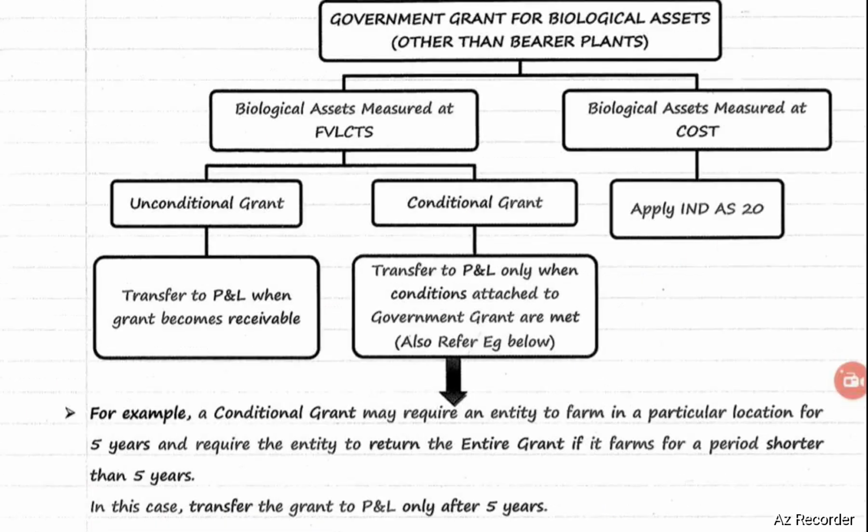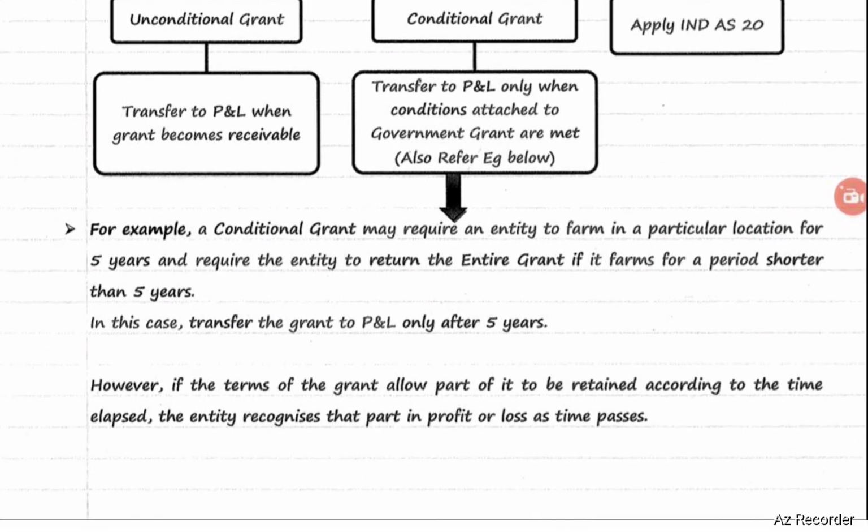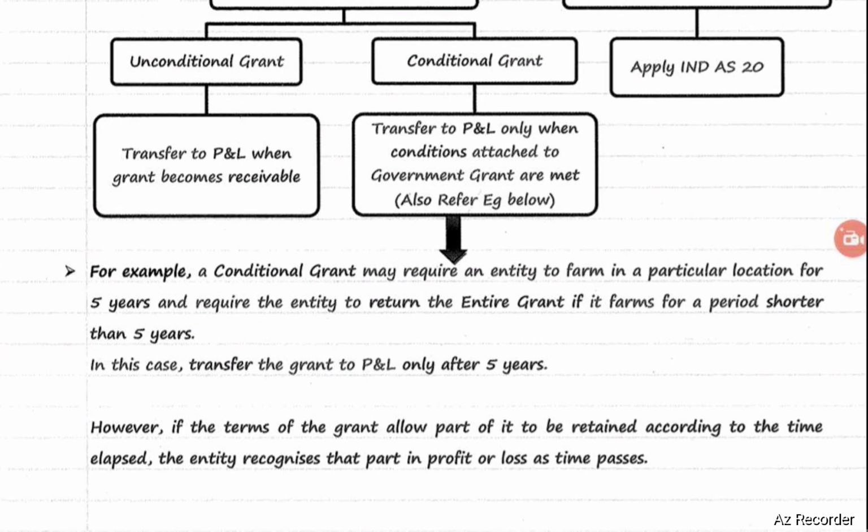Example of conditional grant. For example, a conditional grant may require an entity to farm in a particular location for 5 years and require the entity to return the entire grant if it farms for a period shorter than 5 years. In this case, transfer the grant to P&L account only after 5 years. However, if the terms of the grant allow part of it to be retained according to the time elapsed, the entity recognizes that part in P&L account as time passes.